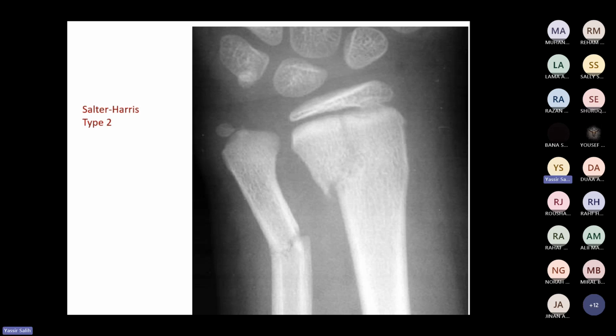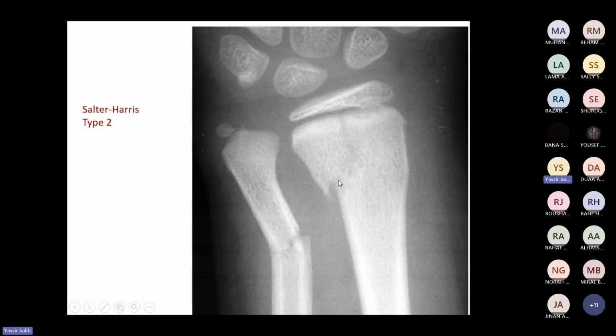True. This is a greenstick fracture. Yes, thank you. Okay, how do we classify this fracture according to Salter-Harris? Type 2. Why type 2? When do we say type 2? Physis and metaphysis. Yes, a fracture in the metaphysis and the physis.